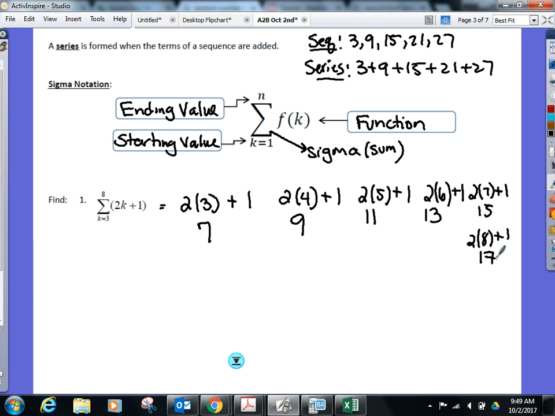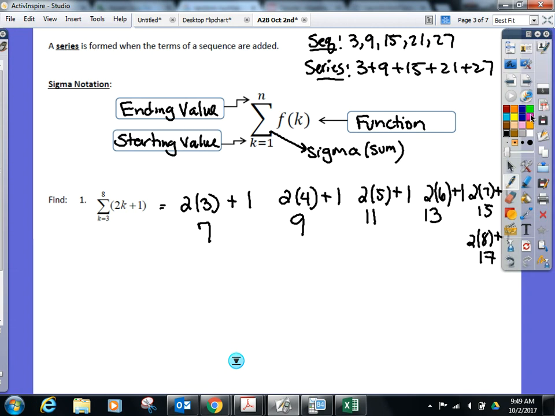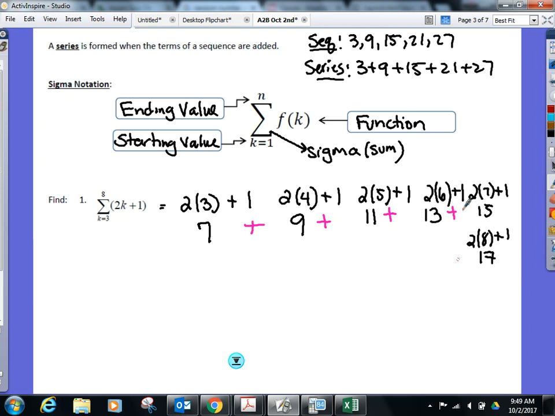Now, again, what did we say sigma meant? Sum. So that's what we're going to do with all the terms in the sequence. We are going to add them together, and the sum will be our final answer. Okay? So we are adding each term in the sequence together.